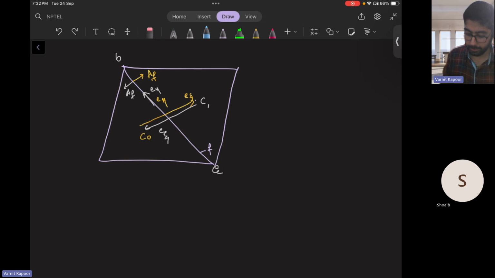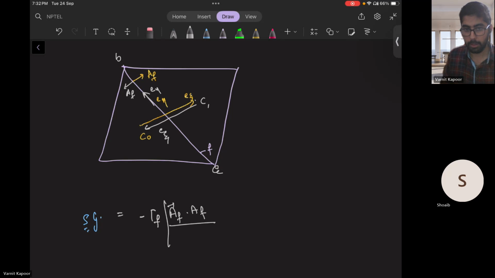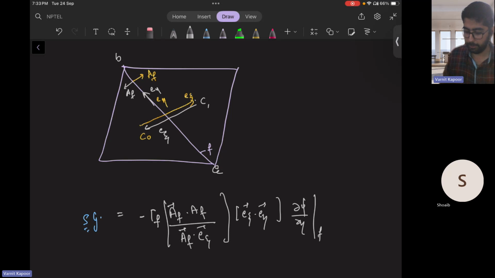Because the secondary gradient is written as AF dot E zeta, E zeta dot E eta. So again we have a dot product here. So again you have to go to every cell and calculate it.